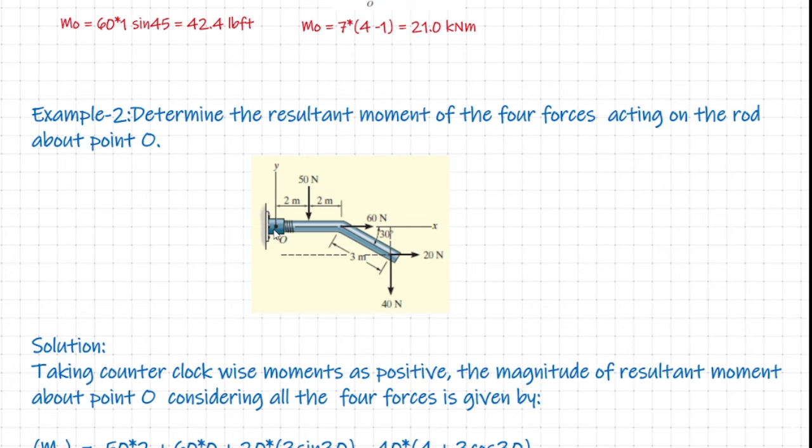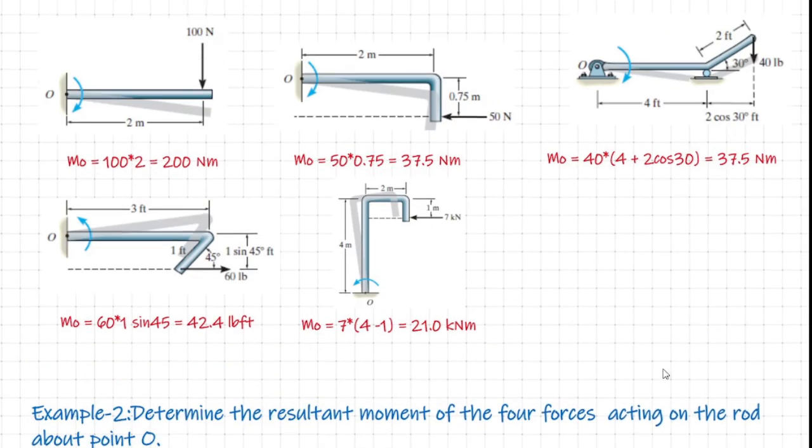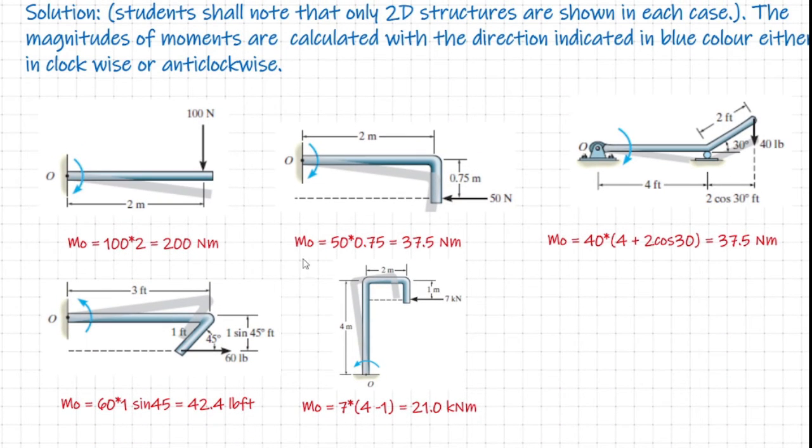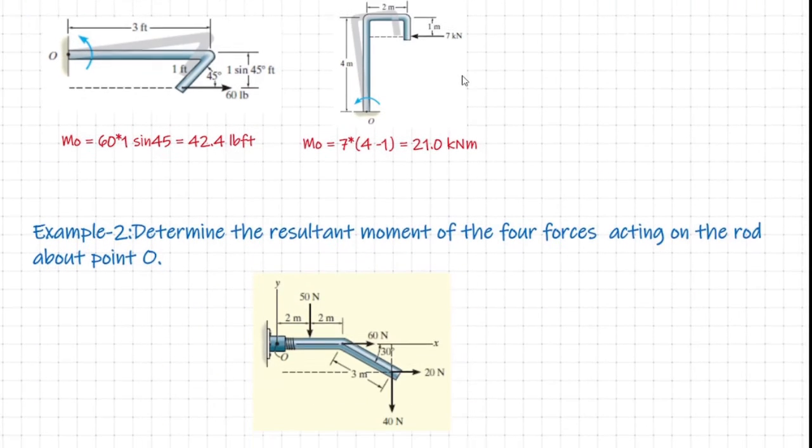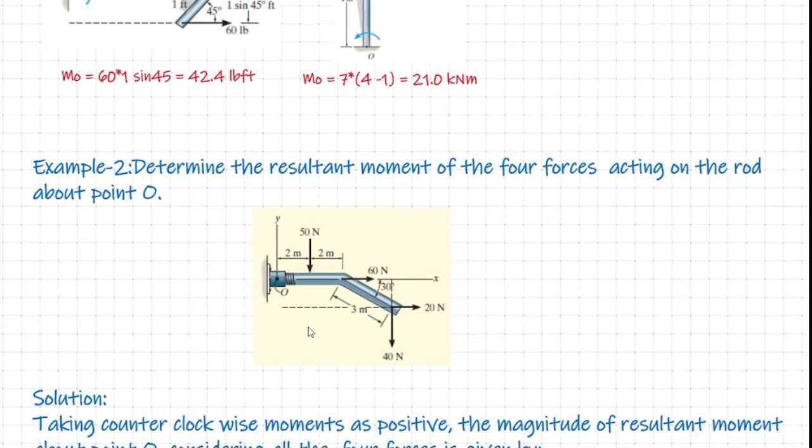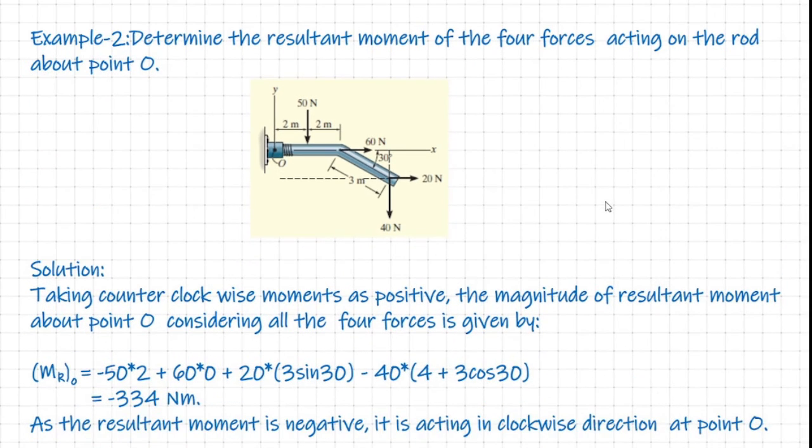We can see that the origin of the xy system matches with the point O about which we need to calculate the moment. And here once again, while example 1 consisted of essentially only one force acting on a structure, in example 2 we find that there are altogether how many forces? 50 Newton, 60 Newton, 40 Newton, 20 Newton. So there are 4 forces acting on this bent rod. We are asked to find out the resultant moment. Obviously, as per our earlier discussion, the resultant moment shall be the sum of the moments produced by the individual forces.